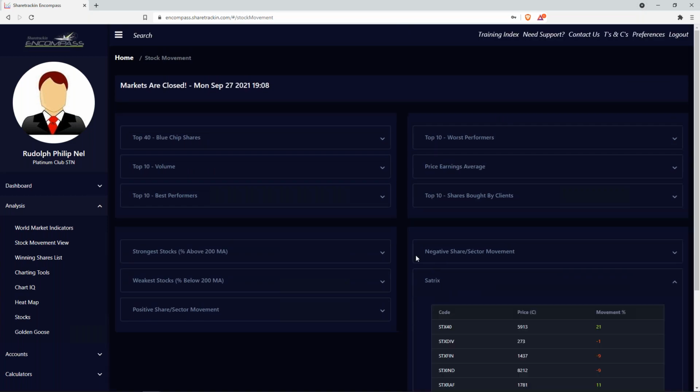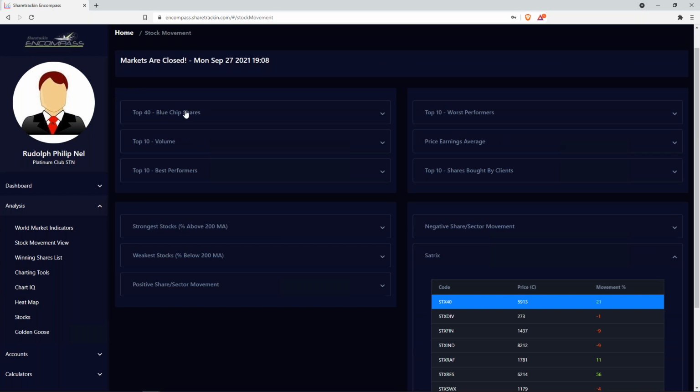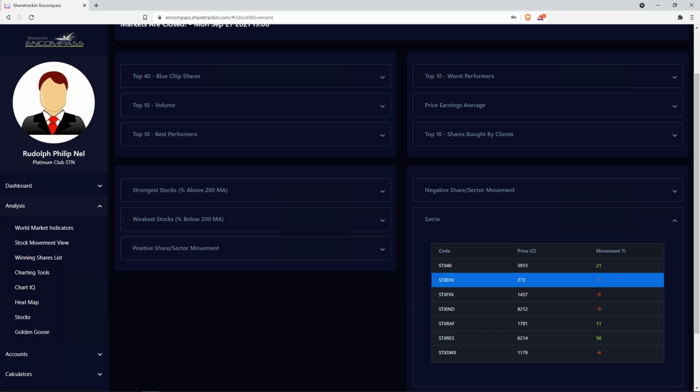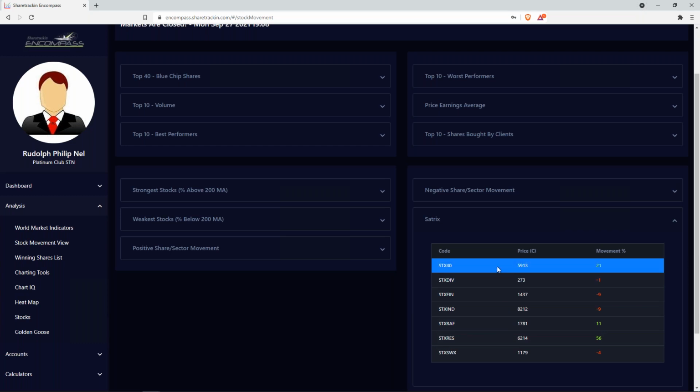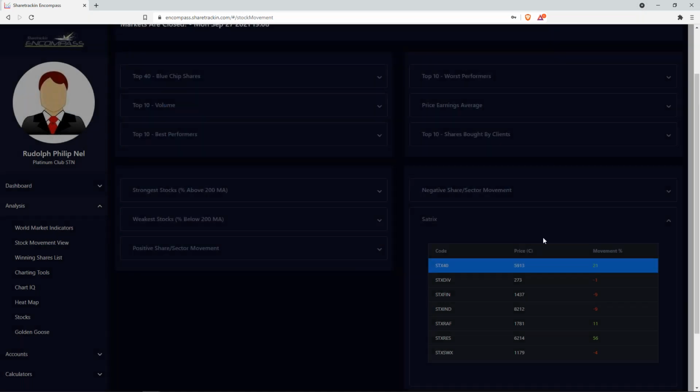Then Satrix, you can go and pull up the charting. For instance, if you want to view the STX 40, that would be the J200, so it's the top 40 shares. So basically, your top 40 blue chip shares would be the STX 40. Then your STX DIV, financials, industrials, RAF, RES, and then your STX SWX. So these can be traded on the software, same as any other stock. All you do is click on it and then say buy shares. So it's the same as any other stock.